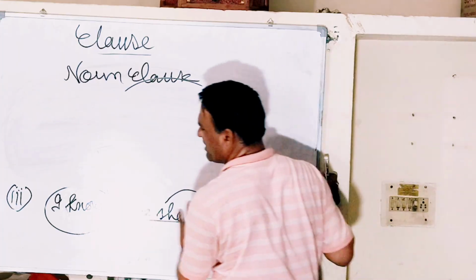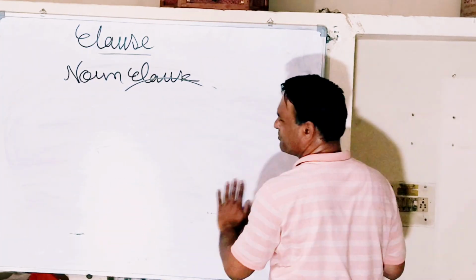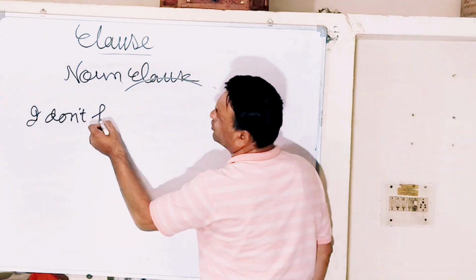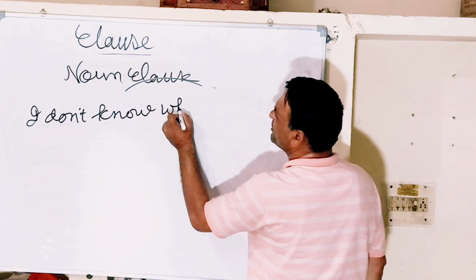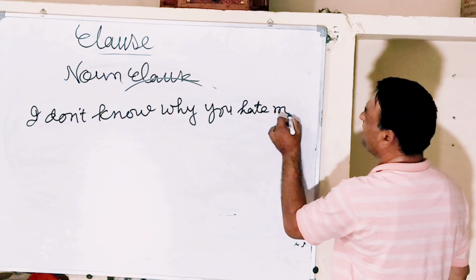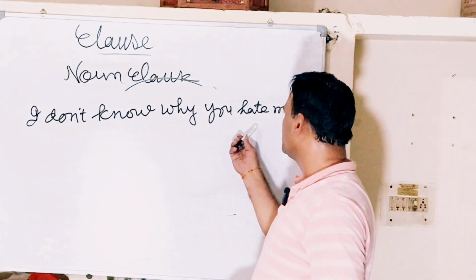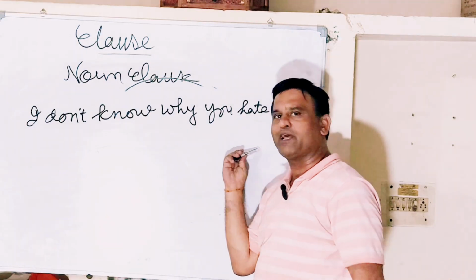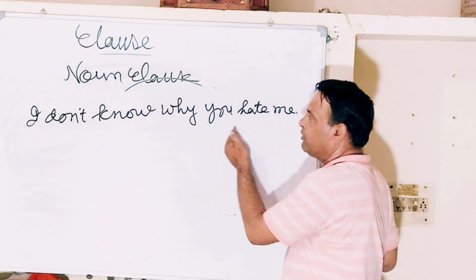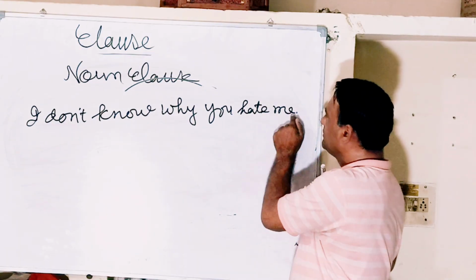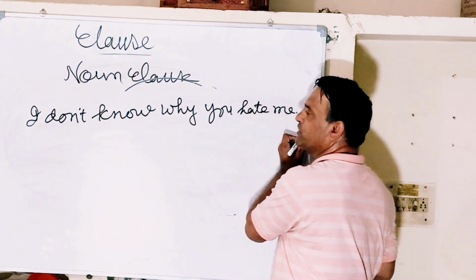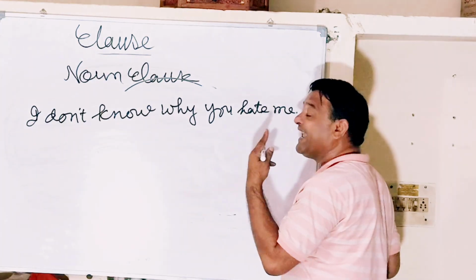Very fast I am doing. I don't know why you hate me. Don't put a question mark after this because a subordinate clause is never interrogative, so we will not put a question mark. It has the simple sentence order: why you hate, subject verb object. Okay, so I don't know why you hate me. मुझे नहीं पता कि तुम मुझे क्यों हेट करते हो.